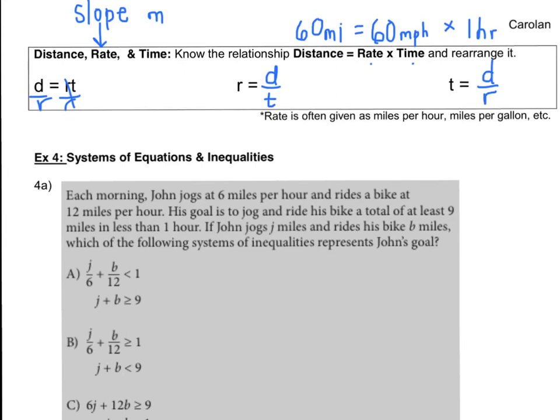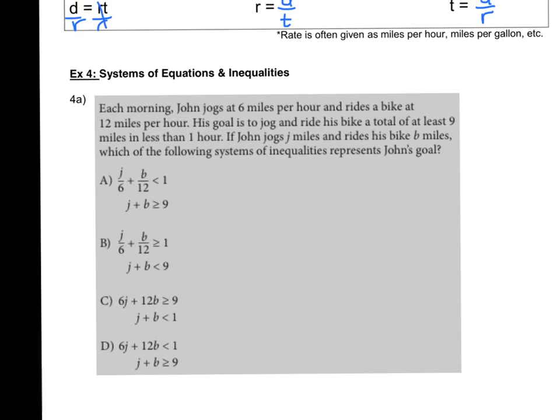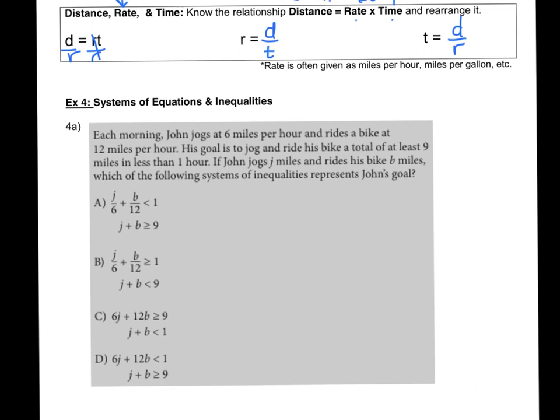Here's what we're going to do. We're going to read through, and since it's multiple choice, we can already tell that our answer is going to be a system because there's 2 inequalities in each answer. So let's see which one has some of the right inequalities. We have every morning, John is jogging at 6 miles per hour. So I'm definitely going to circle that. 6 miles per hour. Guess what that is, since it's miles per hour? That is a rate. And I'm going to put a little J right there for jogs.